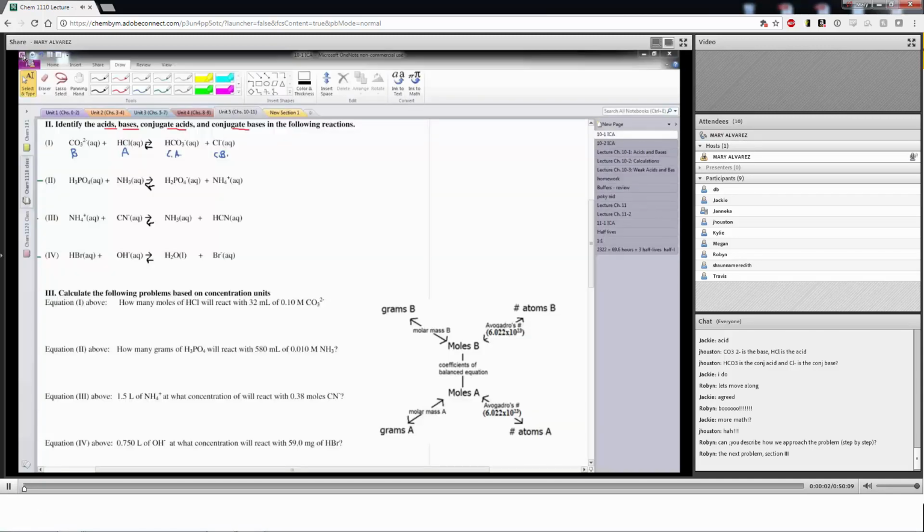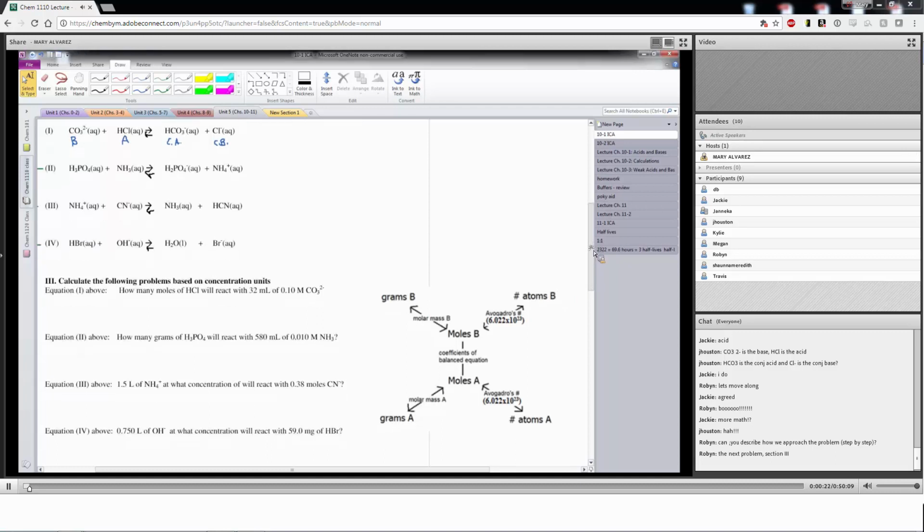Okay, so this is our lecture 10, number 2 on acid and base calculations. And before we talk about calculations with acids and bases that are kind of unique and new to this chapter, let's just do a little bit of review of some stuff that we have done in the past, okay, because it's all built on itself.